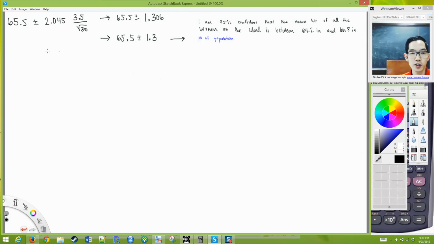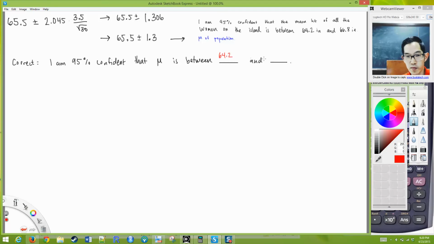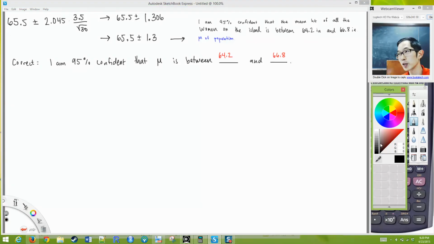Okay, so let me just write this. Correct interpretation: to say I am 95% confident that mu is between blank and blank. In this case, 64.2 and 66.8, right? But of course, depending on your problem, it's going to be something else.